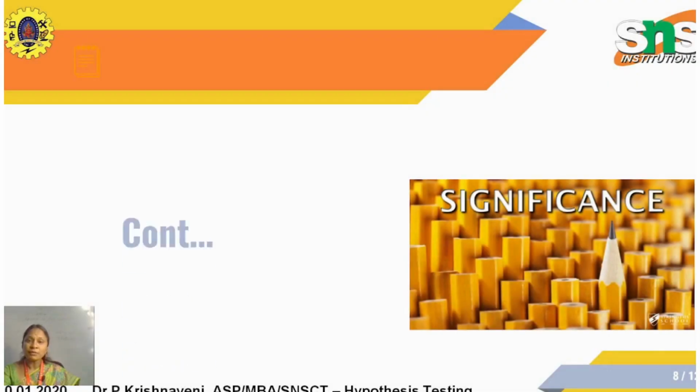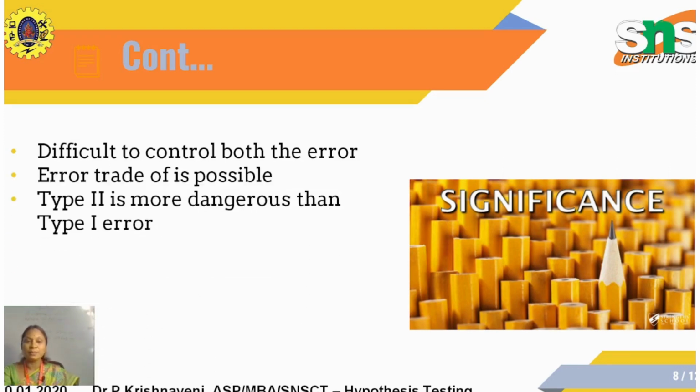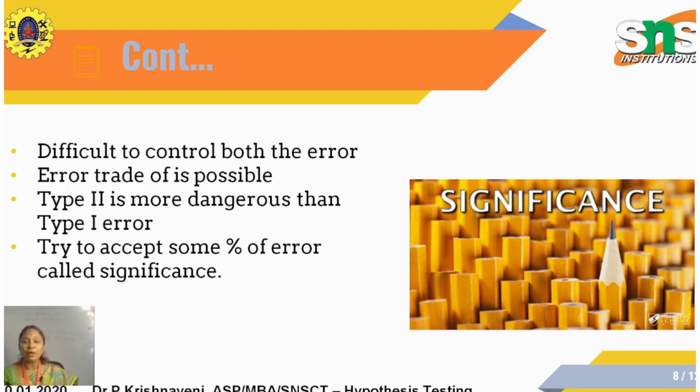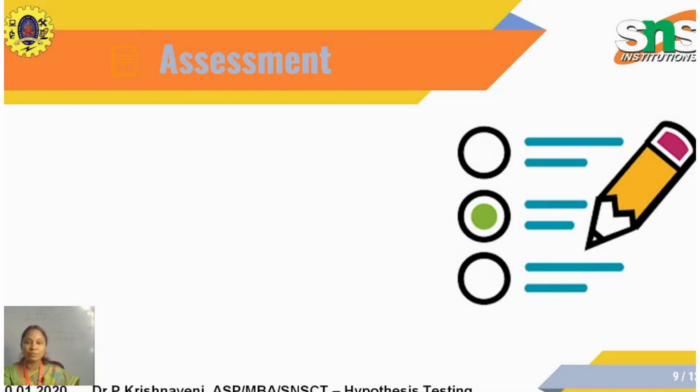With this, when we are doing testing, we should bother about the errors. It is very difficult to control both errors, but an error trade-off is possible. Type 2 error is more dangerous than type 1 error. So we have to accept some percentage of error, which is called the significance value or tolerance. Type 1 error at a 5% level of significance means we are accepting the null hypothesis at 95% correctness. This is what we have to consider and work with.